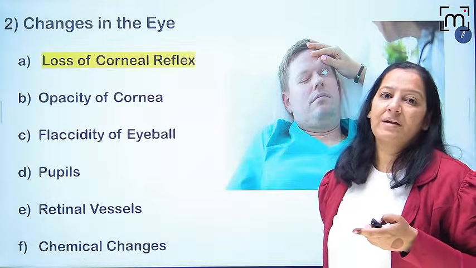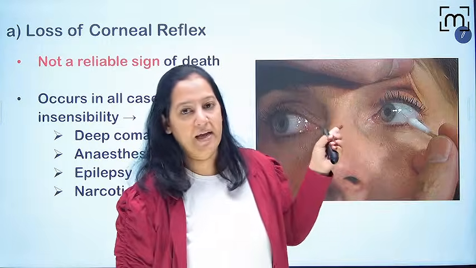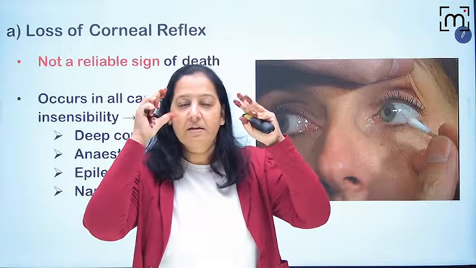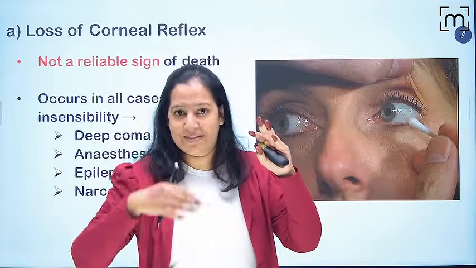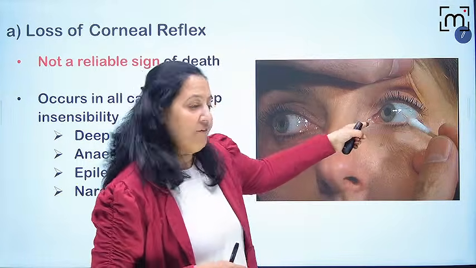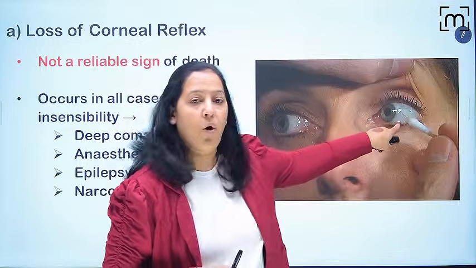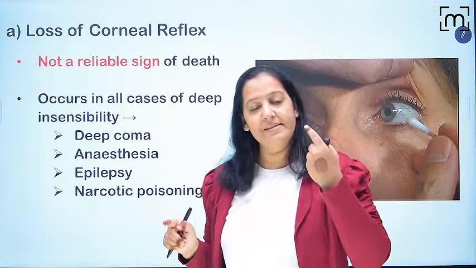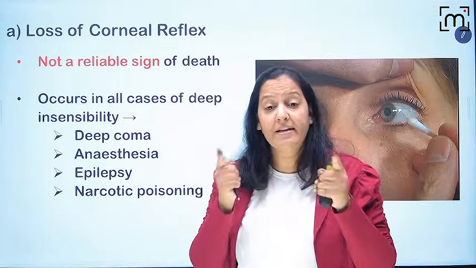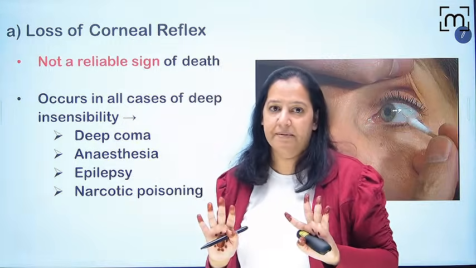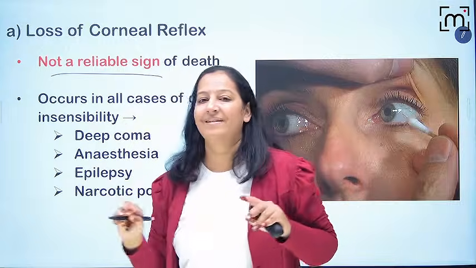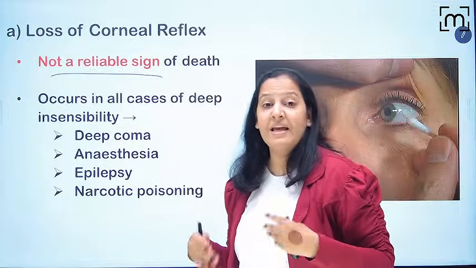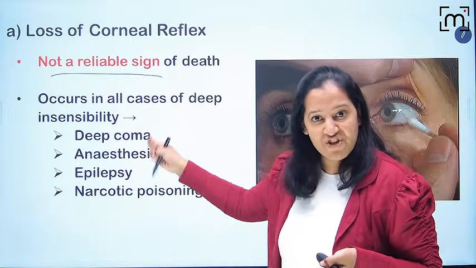Let's start with the first one, loss of corneal reflex. You see, in a dead person, sometimes the death occurs with open eyes, sometimes after death the eyes are closed like that, you may have seen. So if the eyes are open and you are touching the cornea, there is no reflex. So loss of corneal reflex is the earliest sign seen in the eye in a dead person. But it's not a reliable sign, because it is seen in many other conditions.